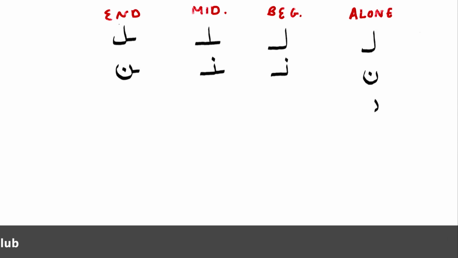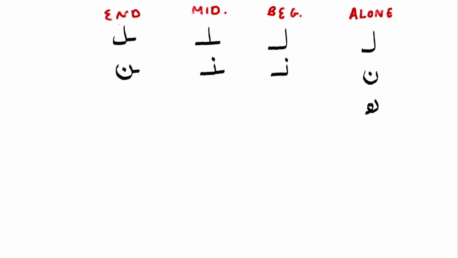And now we have the ha. So when ha is by itself, as you know, it just looks like this. When it's at the beginning of a word, it takes this exact same shape, except it will stick out a little bit to give space for the connecting line to join it to whatever letter is after. Likewise, when it's in the middle, it will have the connecting line before it to connect to whatever is before it. And then we just draw the ha and add a connecting line to connect to whatever is after.